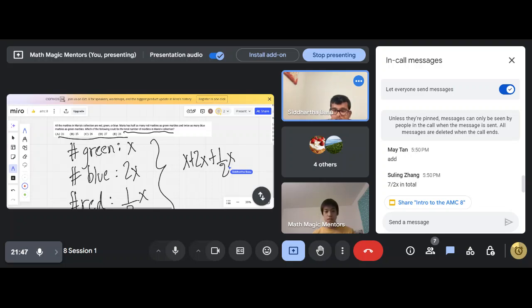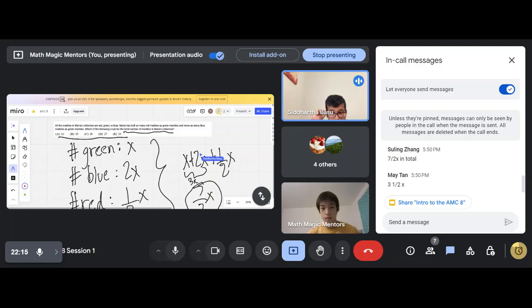In terms of x, we don't know any numbers. Yes, 7 over 2x. That's correct. Because if you add x and 2x, you get 3x, and then 3x plus half x gives you 7 over 2x. You can also write it as three and a half x. But as you'll see in this problem, it's better to write it like that, and you'll see why in a sec.